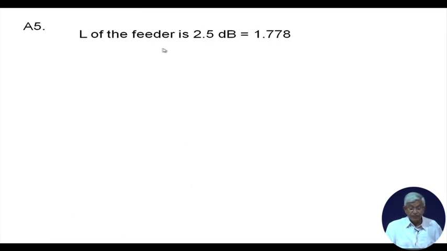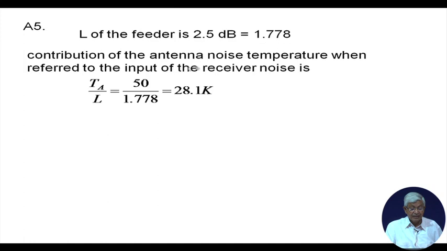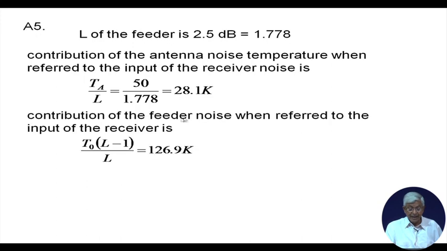So, L is the loss for the feeder, 2.5 dB, which we convert to ratio 1.778, and then antenna noise when it is coming through the feeder, it will be reduced. So, that 50 K which is received by antenna will be reduced by this factor. So, it will be divided by this, and so it becomes 28.1 K, and feeder itself is generating a noise based on the normal room temperature. So, that is T0 into (L minus 1) by L.